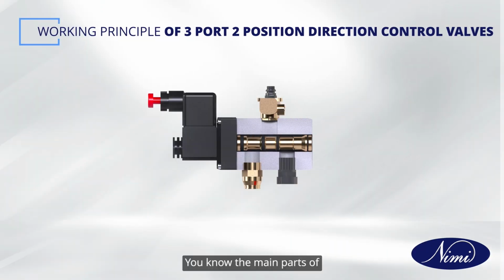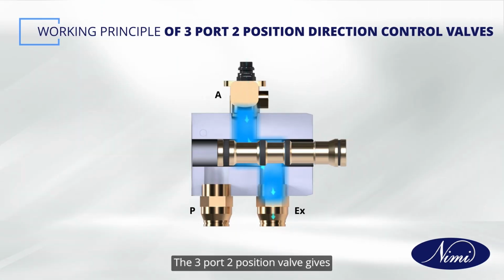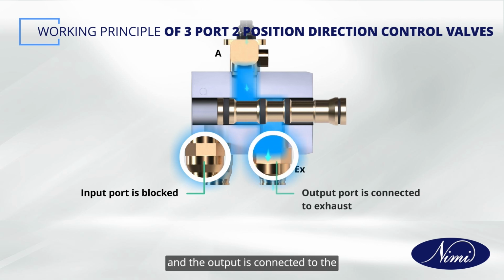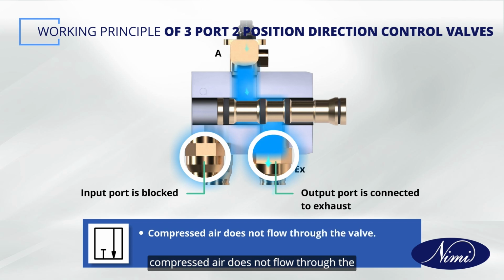You know the main parts of 3-port 2-position direction control valves. Let's now see how it works. The 3-port 2-position valve gives two status or positions of airflow. The input port is blocked and the output is connected to the exhaust. In this status, compressed air does not flow through the valve.